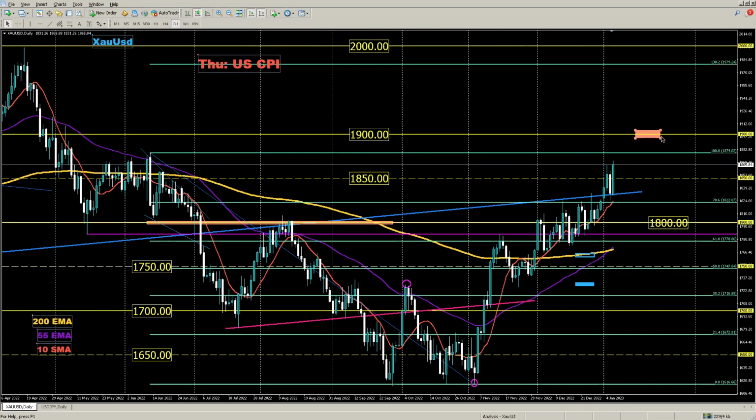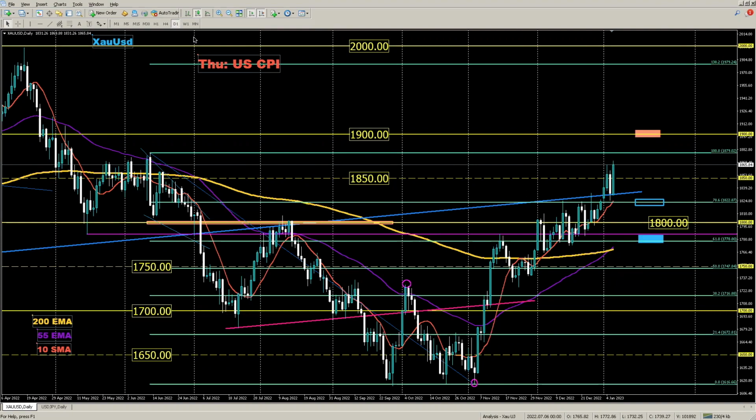So key resistance at 1900, but approaching the swing high area. And we've got support now at 786. Interim support. And a critical support at likely this area here.